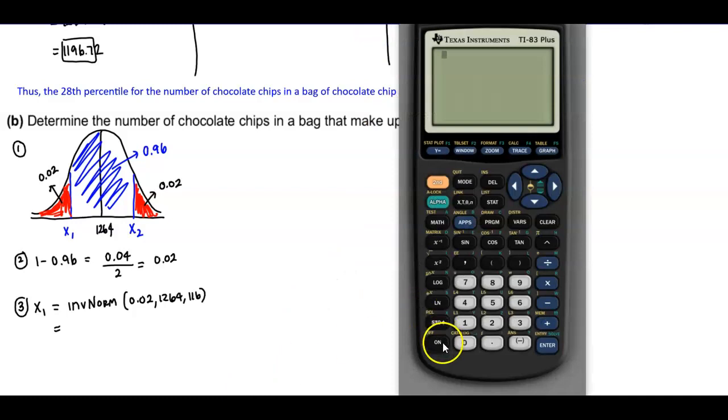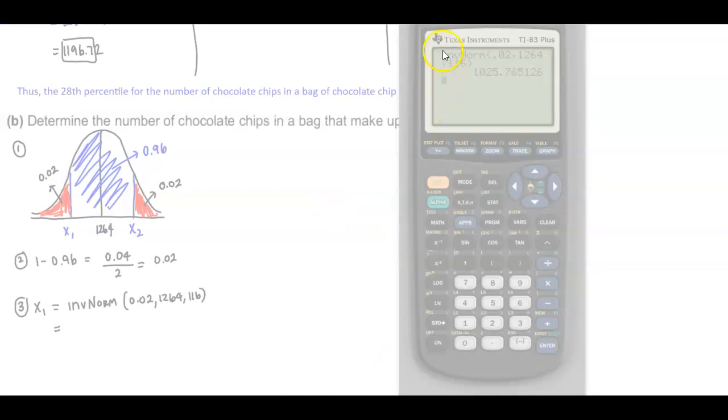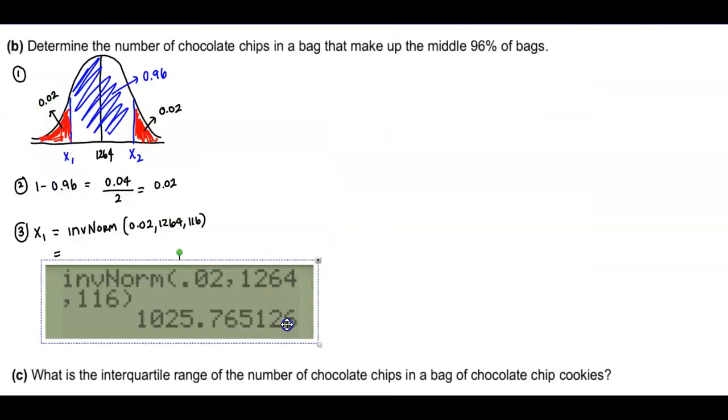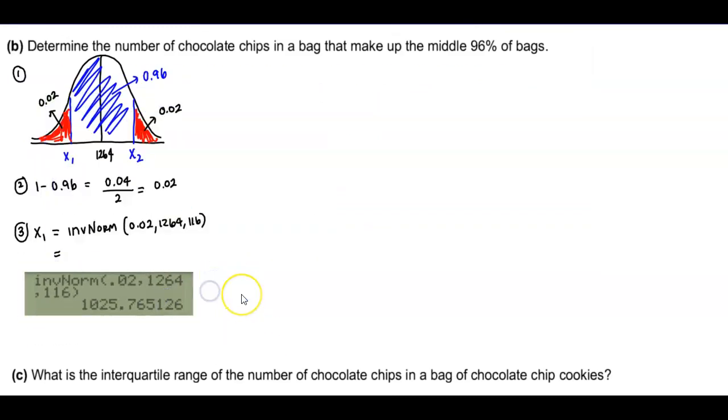So let's go ahead and put that into our calculator. Second distribution, we're going to go to INV norm. We have 0.02, comma, 1264, comma 116. And let's go ahead and copy that. So now we know that this is going to give us 1026 if we round it to the nearest whole number.